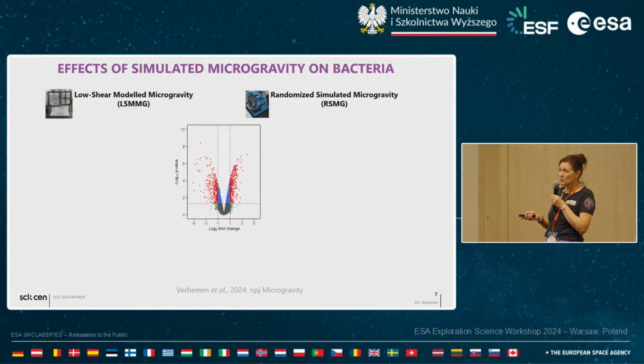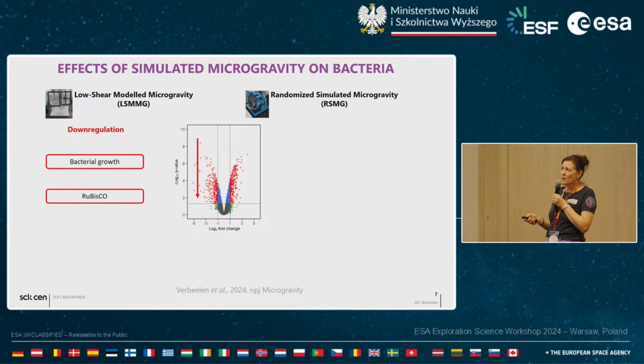What do we look at? What did we detect? Genes being downregulated or overexpressed in this simulated microgravity. The details, because there's a lot of gene lists, are in the paper. They're also deposited in public repositories. What we see is that it doesn't happen that easily in simulated microgravity.